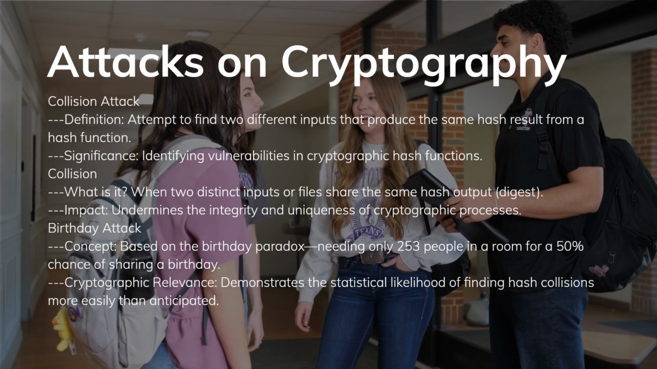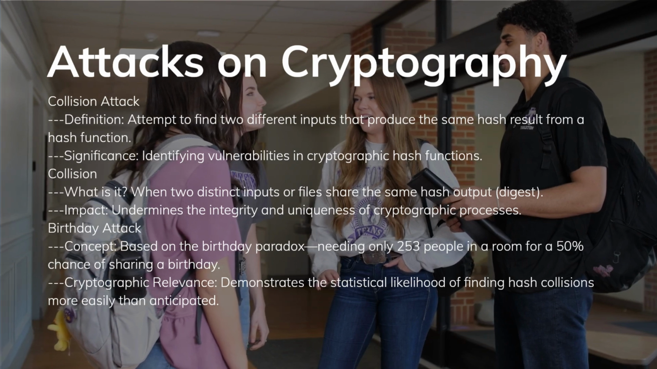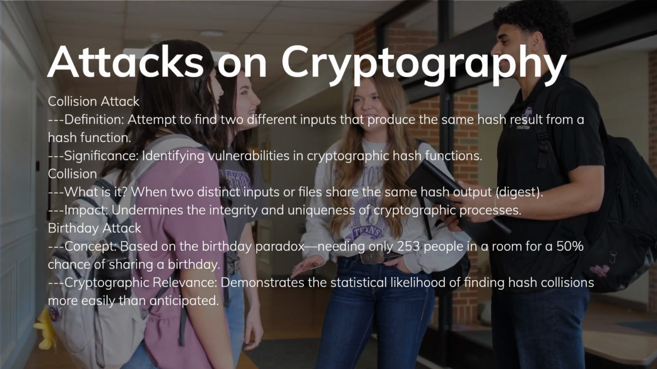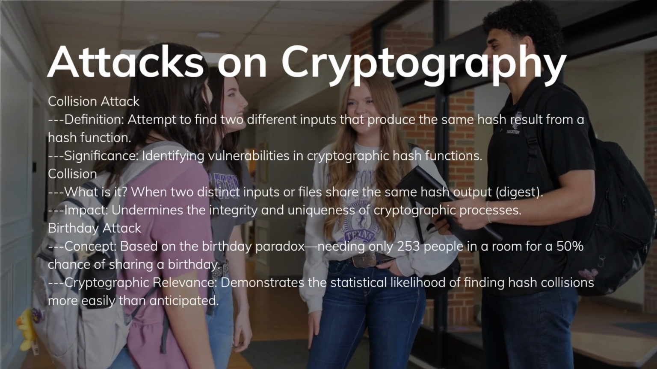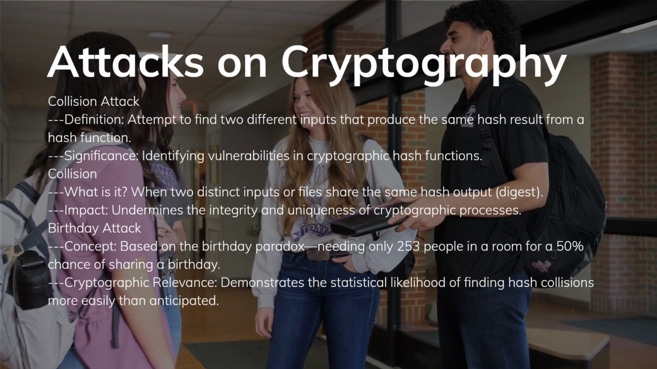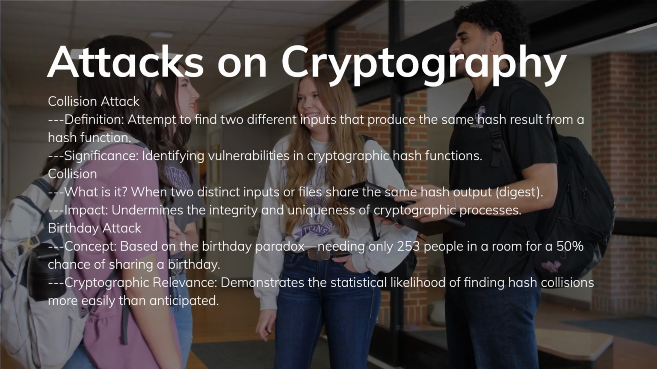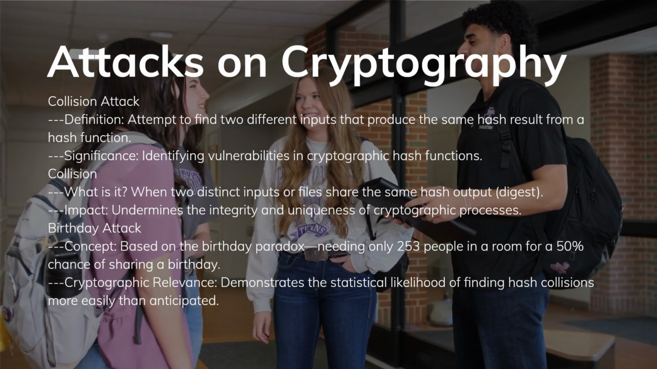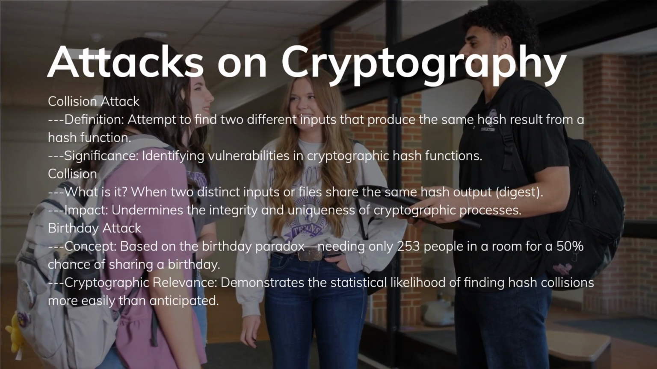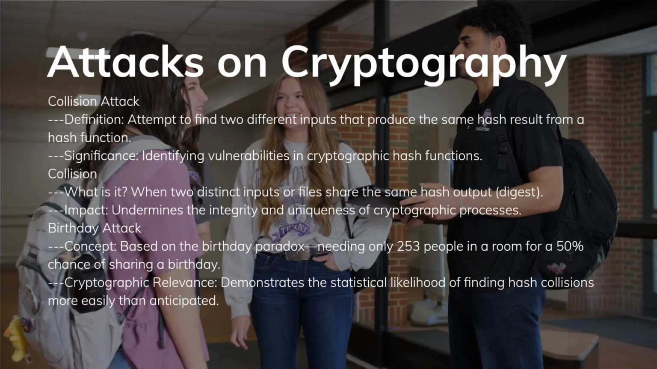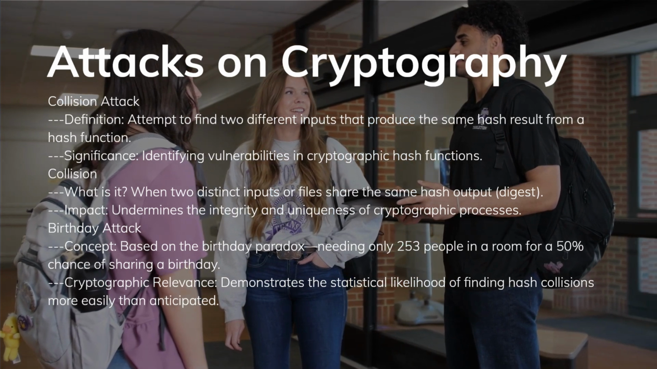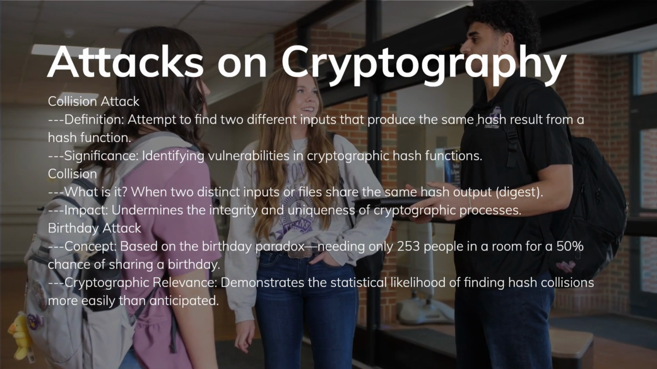Imagine you're using a special formula to create a unique code for each message you send so that even if someone else writes the exact same message, their code would be different. However, in a collision attack, someone tries really hard to write a different message that ends up with the same code as yours. When they succeed, it's called a collision, just like when two cars end up in the same spot and crash.